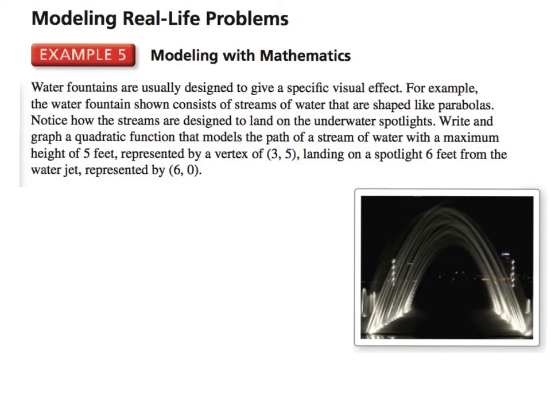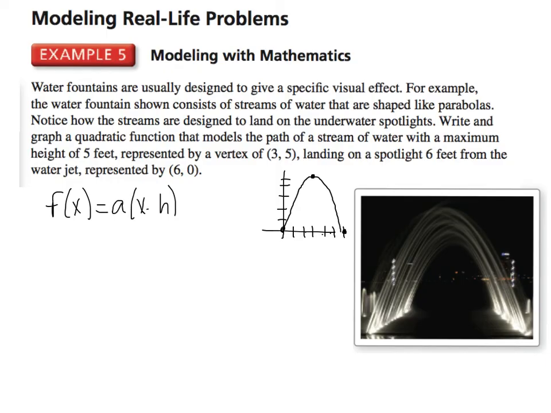Well, what do I know? I know that this is going to be over 3, up 5. That's my vertex. The water jet is at 6, 0. Which means 1, 2, 3, 1, 2, 3. It's going to be symmetric. So I have to draw or write an equation that represents that. Well, the first thing I'm going to do is write down my formula. A times x minus h squared plus k.